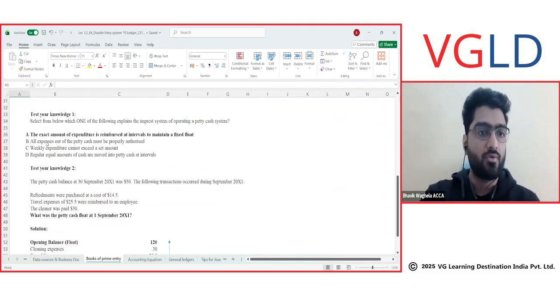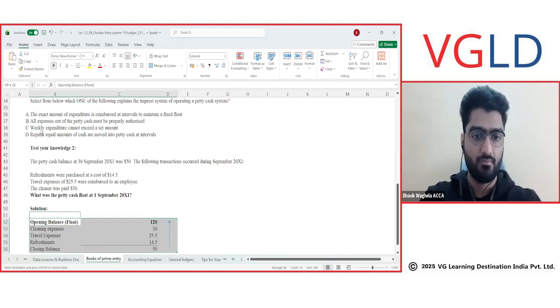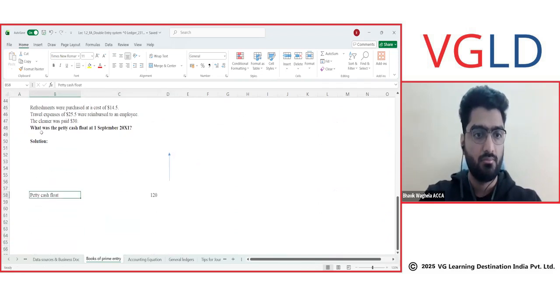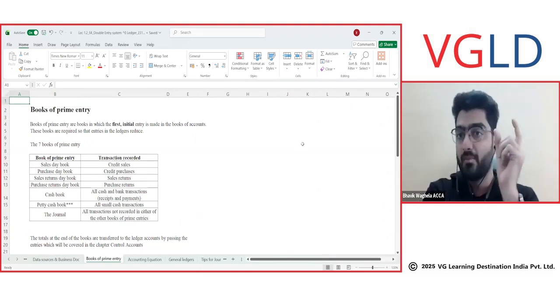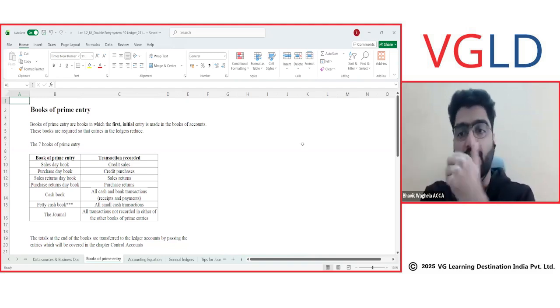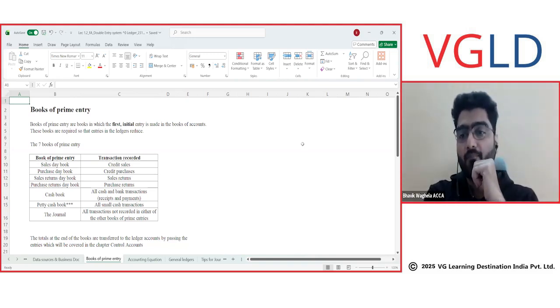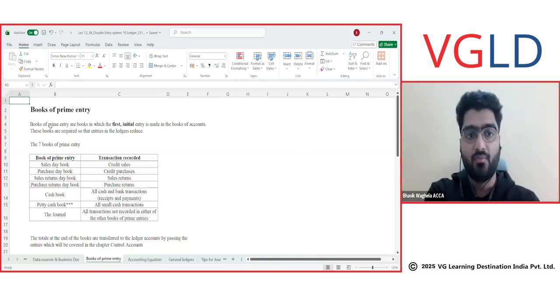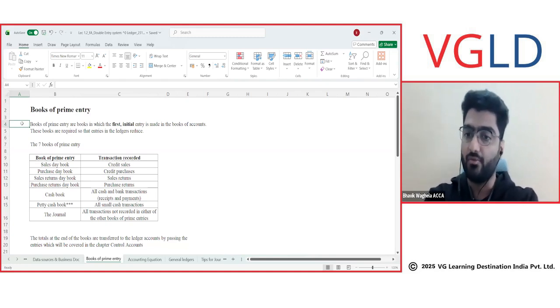Then what we have is books of prime entry. What do I mean by prime entry? This is where the initial entry is made into the books of accounts, and from there these balances flow ahead. So books of prime entry are the books in which the first initial entry is made in the books of accounts. These books are required so that entries in the ledgers reduce.